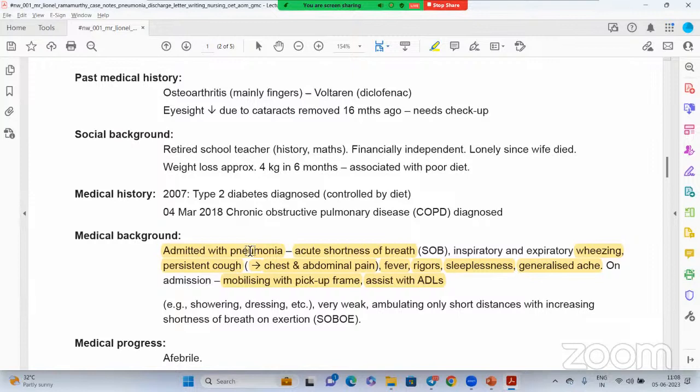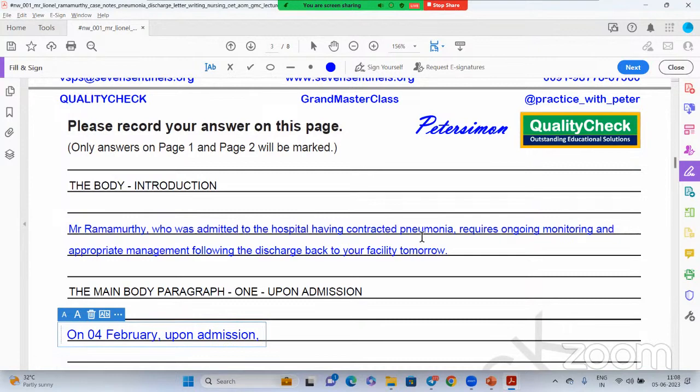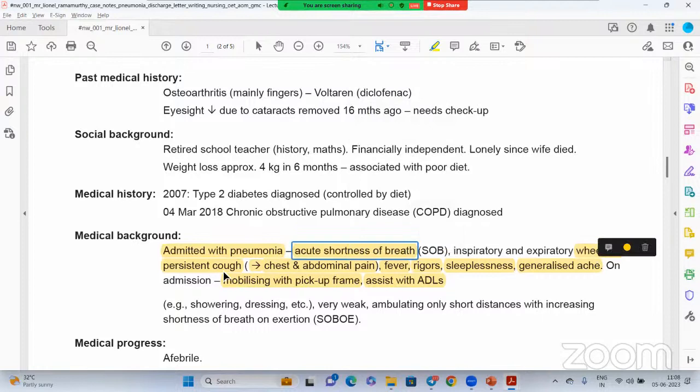Now first let us see here: admitted with pneumonia, already done, finished. He had acute shortness of breath, wheezing, persistent cough, chest and abdominal pain, fever, rigors, generalized sleeplessness, generalized ache, and mobilizing with and assistance with ADLs. Assistance with ADLs means, for example, showering, dressing, etc. Then his condition: body very weak, feeble, and ambulating only short distances with increasing shortness of breath on exertion. All these points you have to write in admission, medical background.